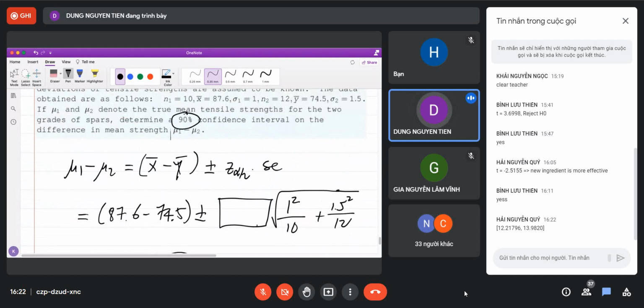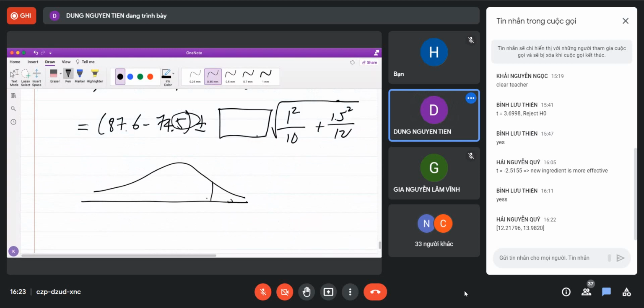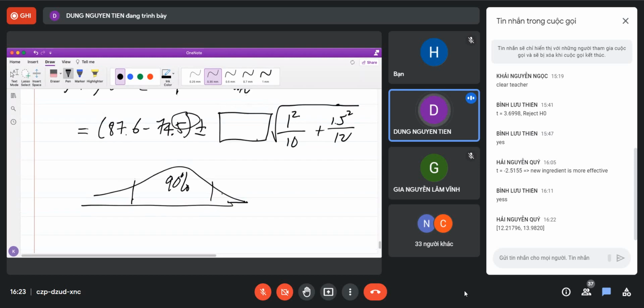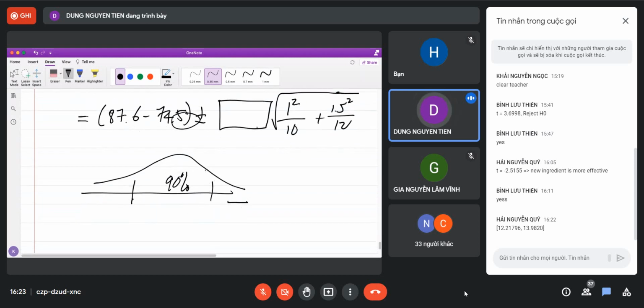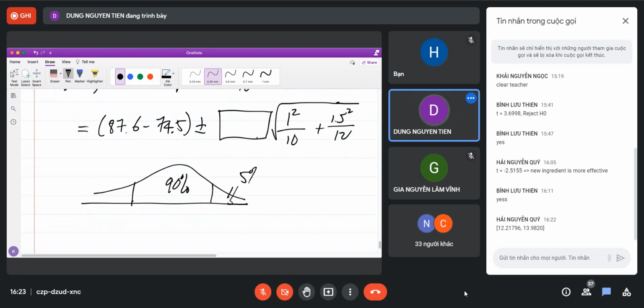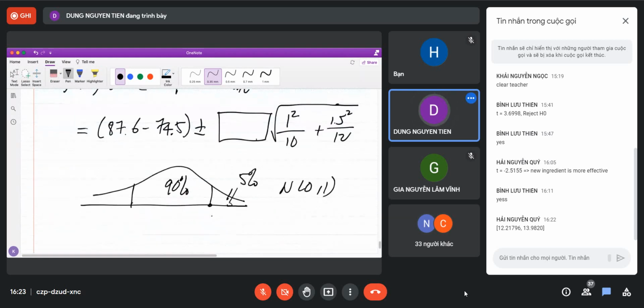The confidence level is 90%. So you get 90%, and then this is going to be 5% on each tail, I think, right? And using the standard normal distribution, this point, I believe, is 1.64, right? And you get 1.64 here, and this gives you a confidence interval. Okay, that's all clear. So here are the results we can get.